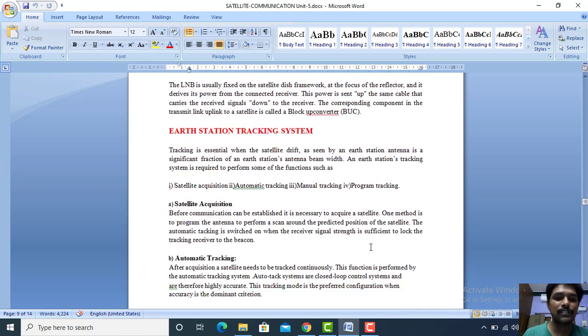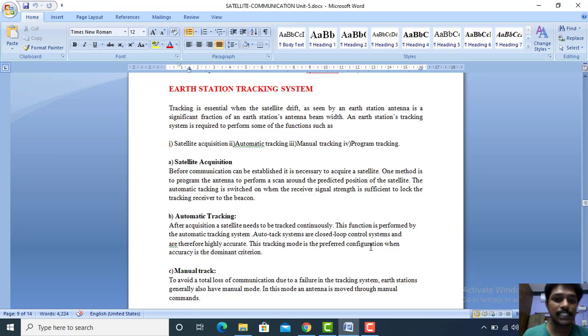So what are the types of tracking systems that we have in the earth station? Earth station tracking systems are categorized into 4 types. One is satellite acquisition, second is automatic tracking, third is manual tracking, fourth is program tracking. Okay, we have the 4 types of tracking systems. In that, satellite acquisition is nothing but the method to program the antenna to perform a scan for prediction of the position of the satellite.